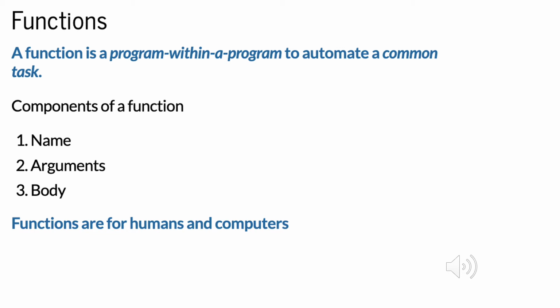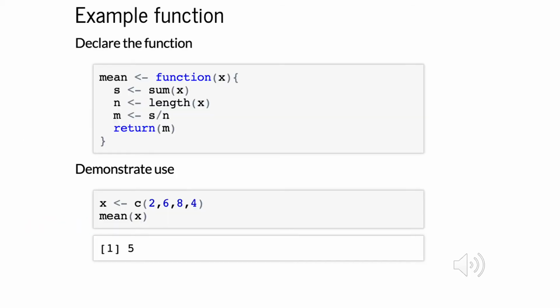There are three main components to any function. First, we have to give it a name. Second, we have to specify the arguments of the function. In other words, what information is the function acting on? And finally, we need to have a body of code that performs the analysis that we want to do within this function. This becomes a little clearer with the use of an example.